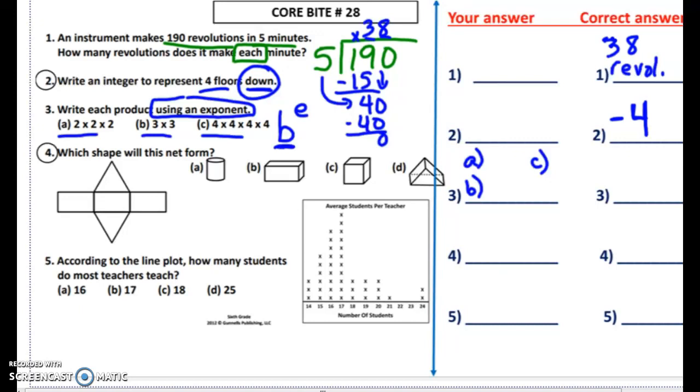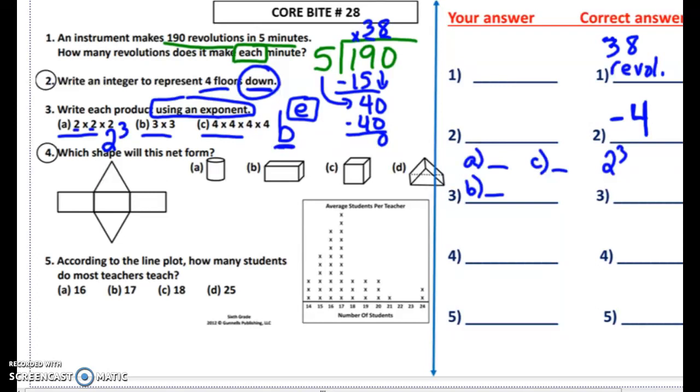So your hint is this. The base is the number that is being multiplied over and over and over. The exponent tells me how many times the base is being multiplied by itself. Pause your video and answer all 3 of those. You should have written 2 to the 3rd power for A because the base, the number that is being multiplied by itself, is 2, and it's being multiplied by itself 1, 2, 3 times. So 2 to the 3rd power.